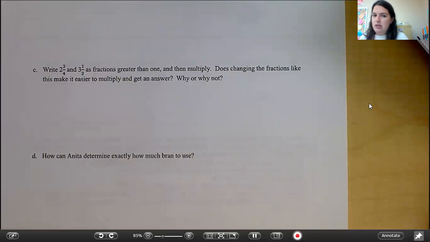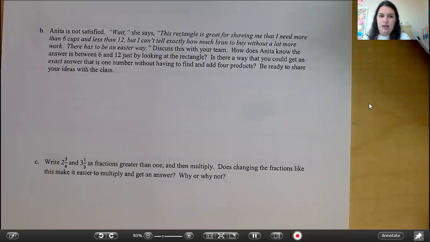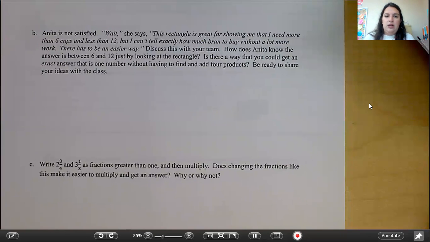B says, Anita is not satisfied. She says, this rectangle is great for showing me that I need more than 6 cups and less than 12, but I can't tell exactly how much bran to buy without a lot more work. There has to be an easier way. Discuss this with your team.